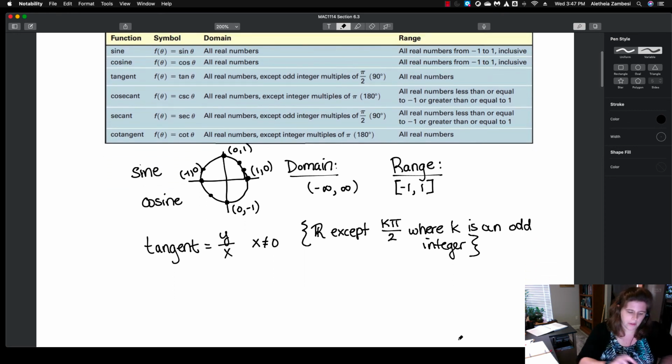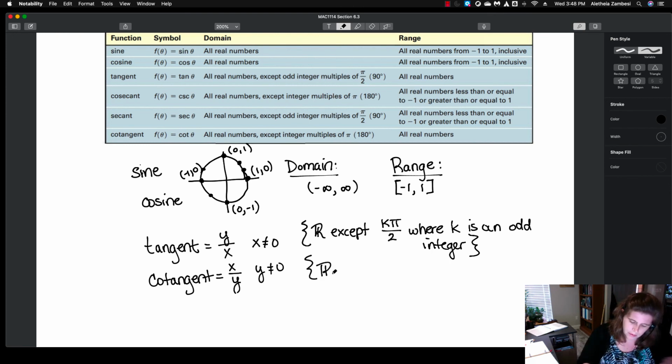Moving to the other functions, if we're talking about cotangent, this one is x over y. So we have a problem in cotangent where y is equal to 0. Now, y is equal to 0 on the pi line, so integer multiples of pi. So all real numbers except k pi, where k is an integer.